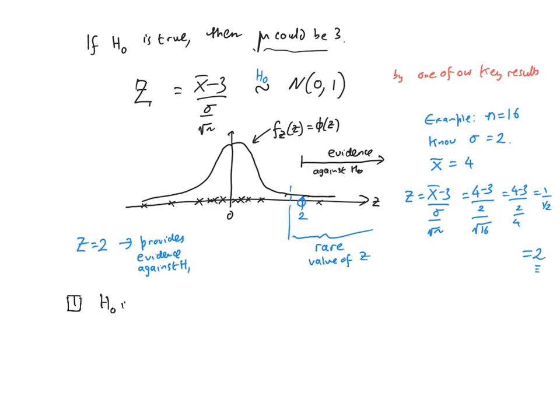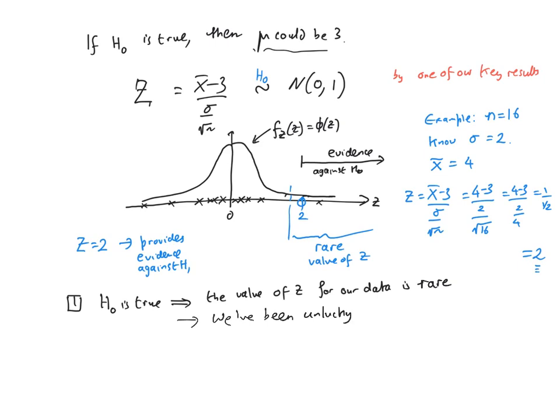We've assumed H0 is true. What we end up with in this case is that the value of z for our data is rare. So under the assumption that the null hypothesis is true, we wouldn't expect to see a value of z such as 2 very often. So we could conclude in that case that we've been unlucky. We've just happened to have come across a rare data set leading to a rare value of the test statistic z. And that's, in a sense, perfectly fair. An alternative is to say this. Well, H0 is true. That means, under that assumption, that we have a rare z value.